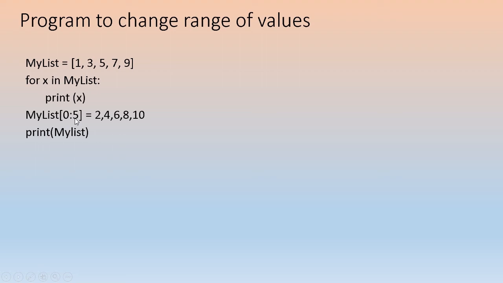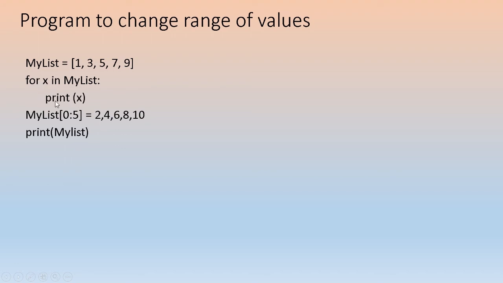Ending index is 5, means you have to consider 4, because always the ending index will be considered as minus 1. Okay, so this is 0 to 4. So 0, 1, 2, 3, 4. So all the elements should be changed as 2, 4, 6, 8, 10. Okay, so print of my list means you will be getting 2, 4, 6, 8, 10.